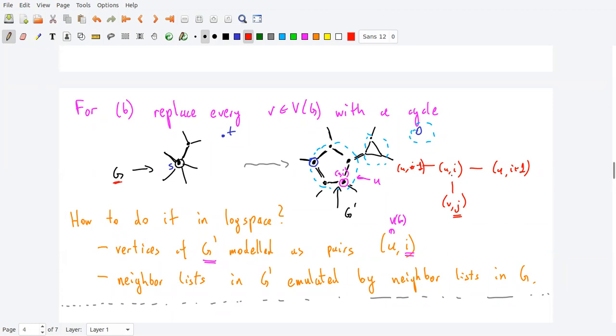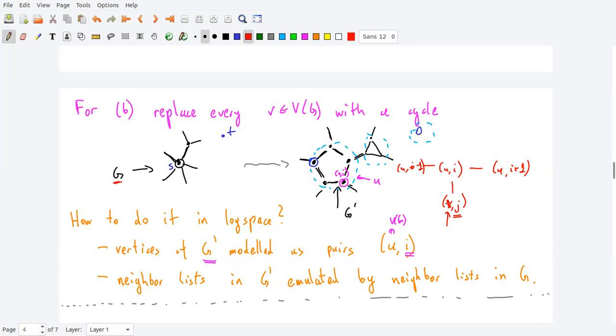Well, how do we get V first? I'm going through the description of G. I'm searching for where is the adjacency list of U. I'm looking at the i-th entry of this adjacency list. This is V. How do I get J? I search through this description of G. I find the adjacency list of V. I'm going through it until I find U in this adjacency list. And the index at which I have found U is J.